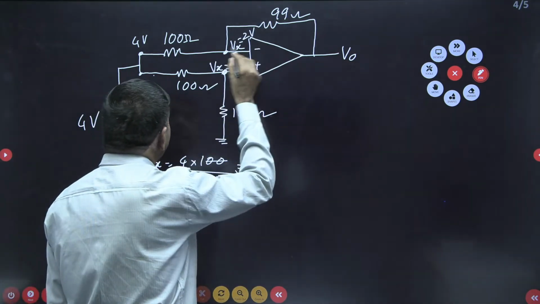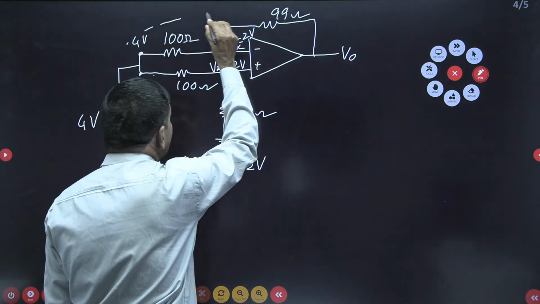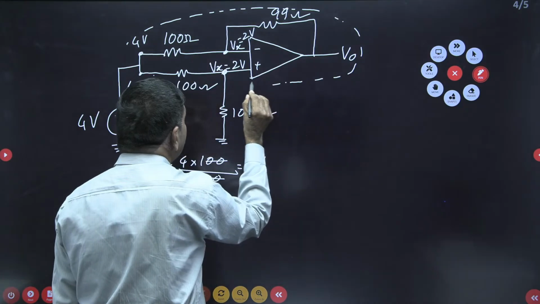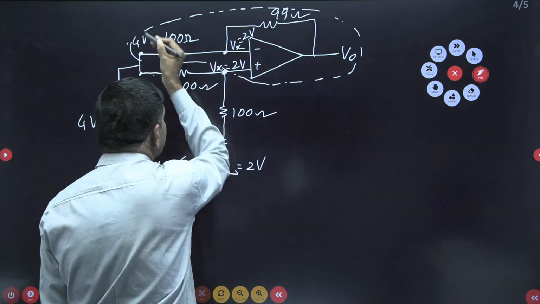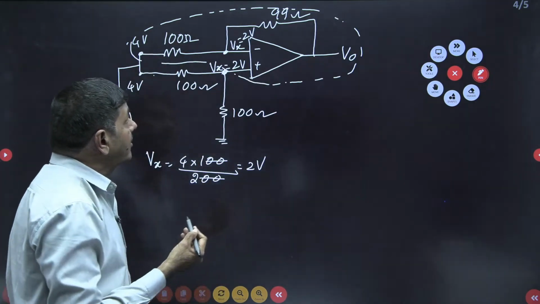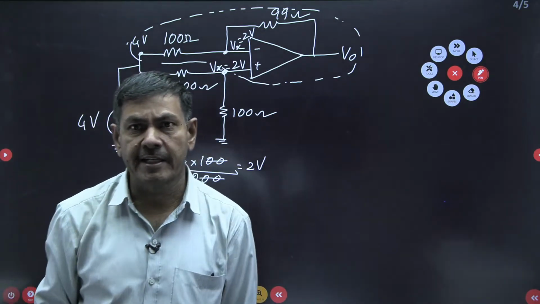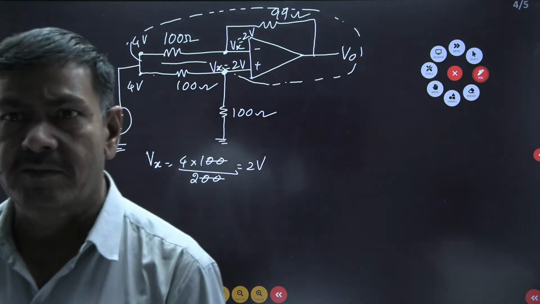Because V plus and V minus are same. This network, you please watch. I selected this network now. When I selected this network, what form did you get? Inverting operational amplifier. From the inverting operational amplifier, you can get the answer easily now. Understand now.